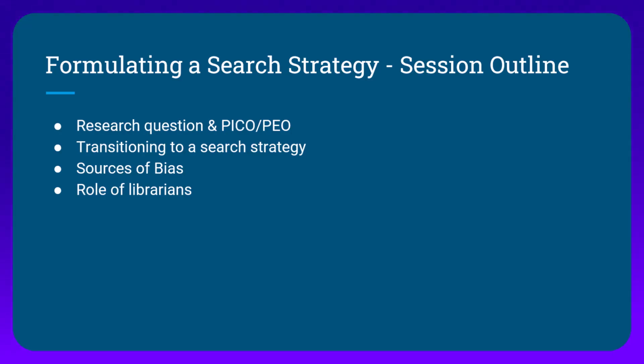During this session, we will look at the following. We'll start by reviewing some of the things covered in the prior session, including the creation of a research question using the PICO-PO framework. Then we'll look at how to take that research question and begin to develop a search strategy. We'll also talk about potential sources of bias which can creep in during this portion of the project, and we'll end by talking about the role of librarians in all of this.